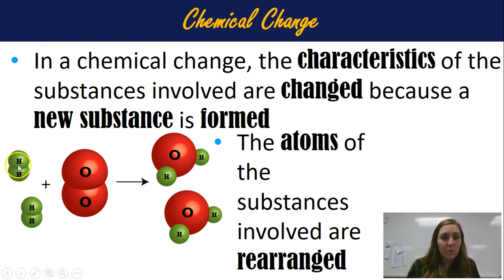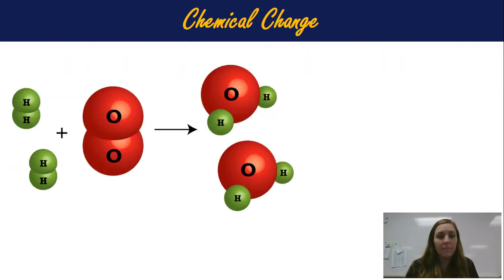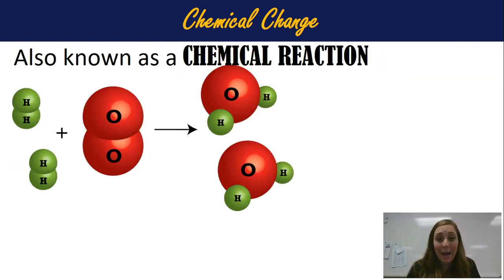So notice hydrogen was with itself at the beginning, but at the end, hydrogen's bonded to oxygen. So the bonds have rearranged, the atoms have rearranged who they're paired with. So at the chemical level, this is different from what we started with. This is also known as a chemical reaction, and we're going to spend a lot of the year talking about chemical reactions and really learning to get familiar with them.